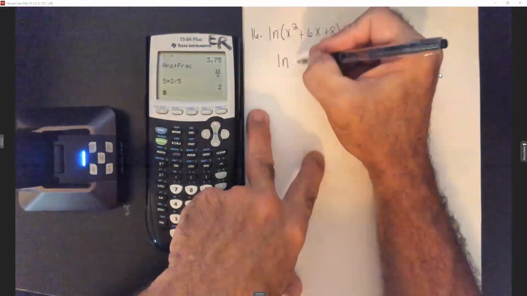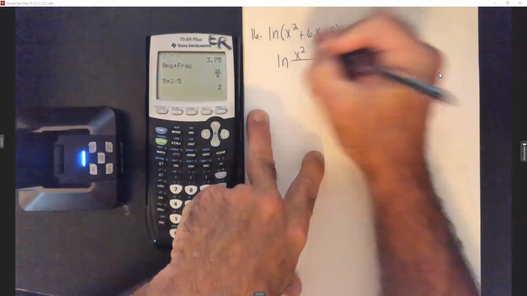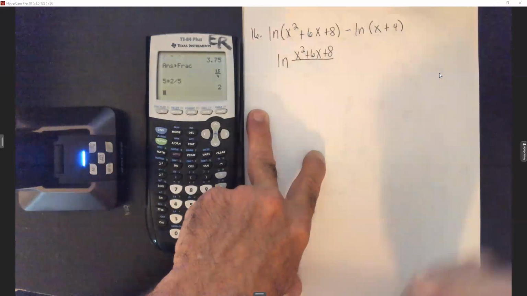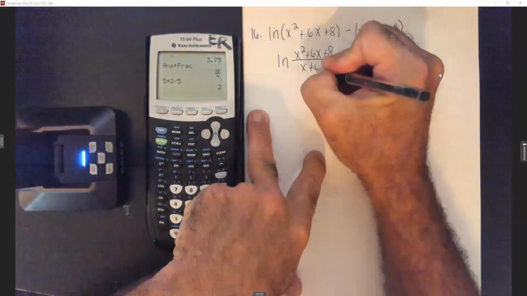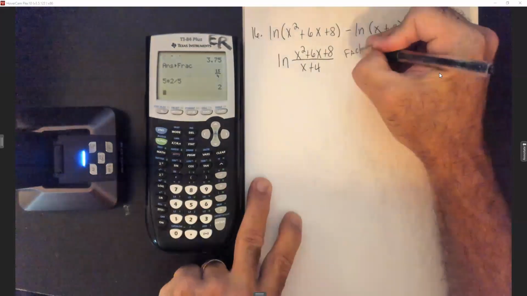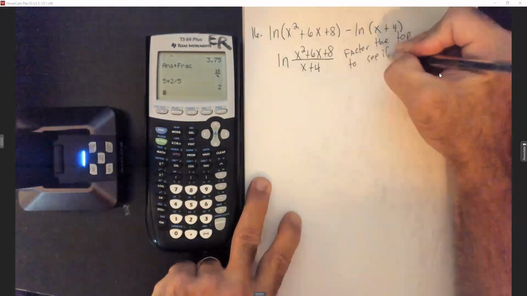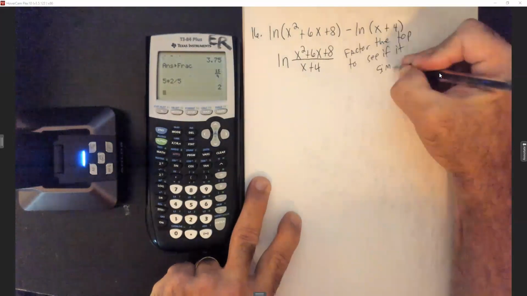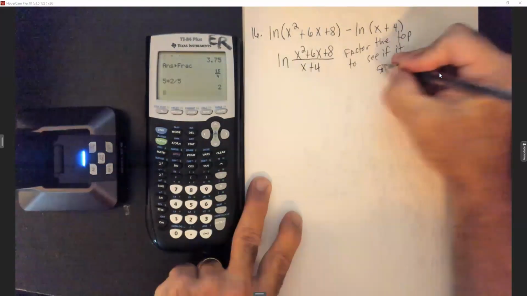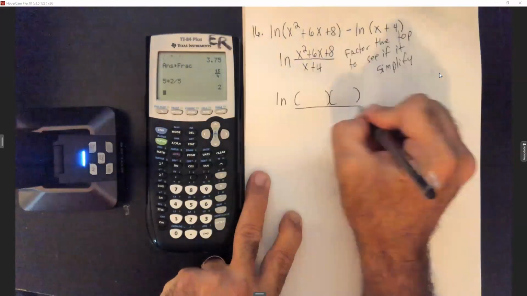We know it's going to be a fraction because this part's positive and this part's negative. On top will be the x squared plus 6x plus 8. On bottom will be the x plus 4. So now we got to factor the top to see if it simplifies. So on bottom was what, an x plus 4?